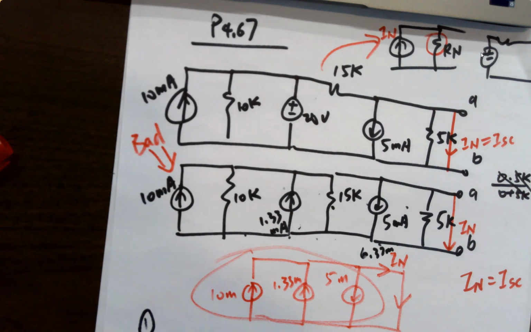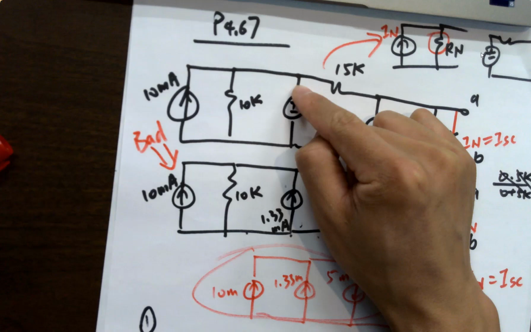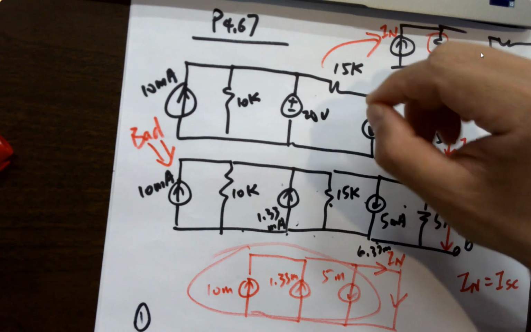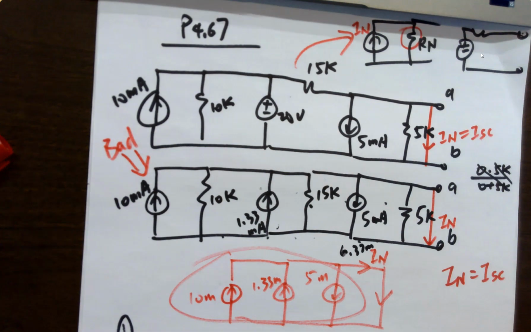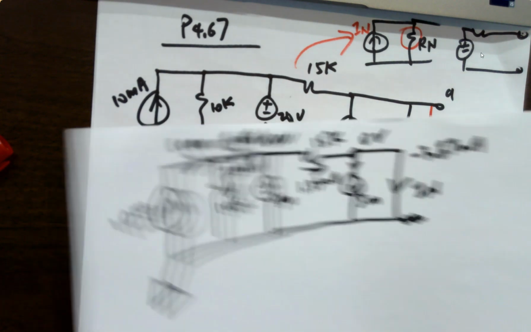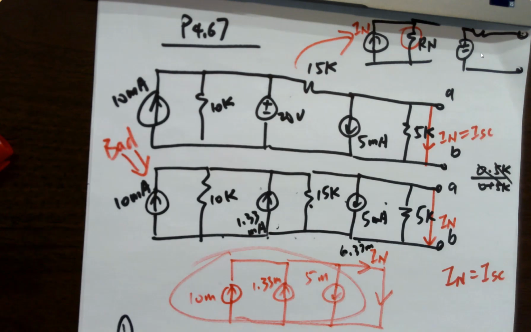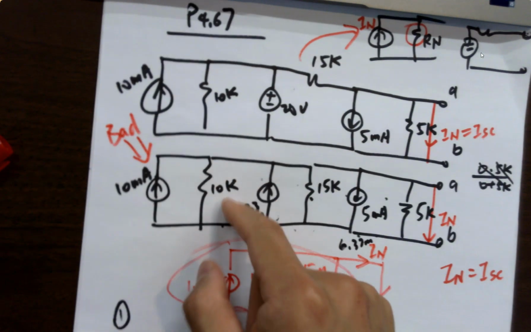Can't you not do source transformation with the voltage source because it's not directly in series with the resistor? You mean here? Yeah. I don't know yet, but sounds like that's correct. It could be. But we learn from this, right? At least we know how to get the right answer, and to be careful about source transformation in the future, okay?